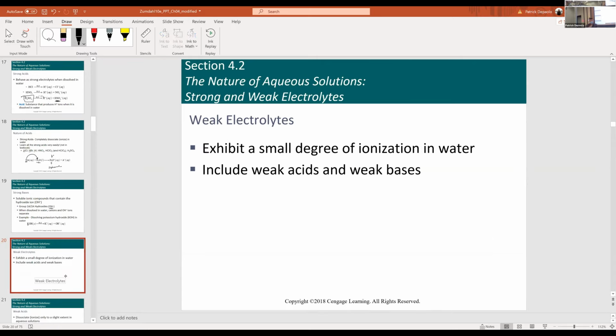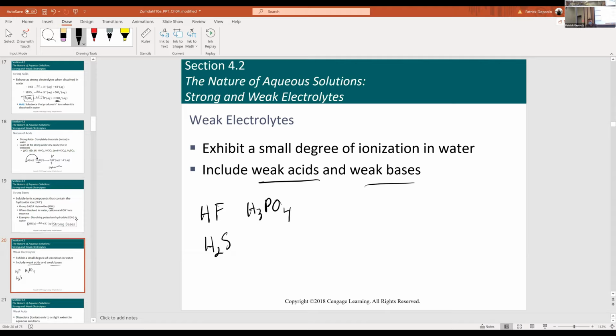Weak electrolytes are really only weak acids and weak bases. So, let's say HF is a weak acid. H2S, that's hydrosulfuric acid. H3PO4, phosphoric acid, that's a weak acid. Acetic acid is a weak acid. Anything that's not on the HCl, HBr, HI list is a weak acid.